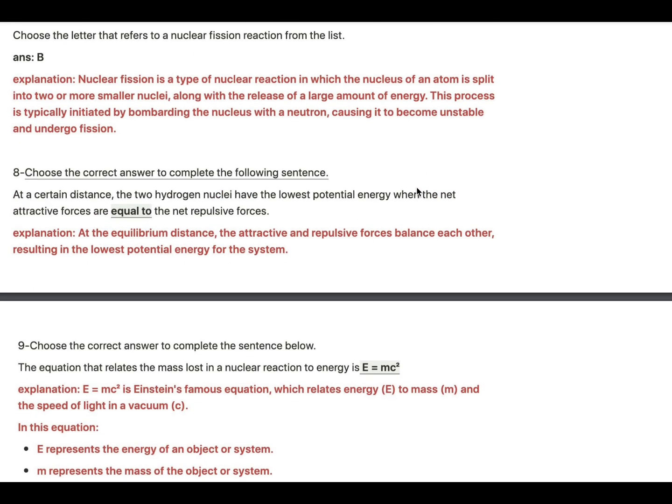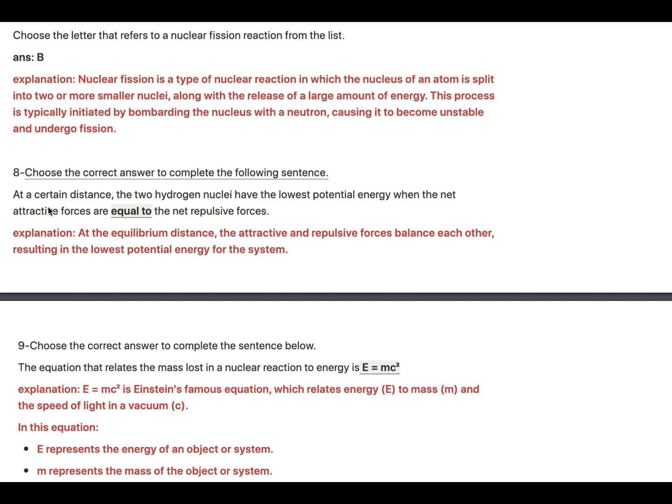Choose the correct answer to complete the following sentence. At a certain distance, the two hydrogen nuclei have the lowest potential energy when the net attractive forces are equal to the net repulsive forces. Again, memorize this. It's kind of like a law. So think like this: when two hydrogen nuclei come together, there's a hydrogen atom. It has a nucleus, with protons and nucleons in the nuclei, and it has the electrical field around it with the electrons.